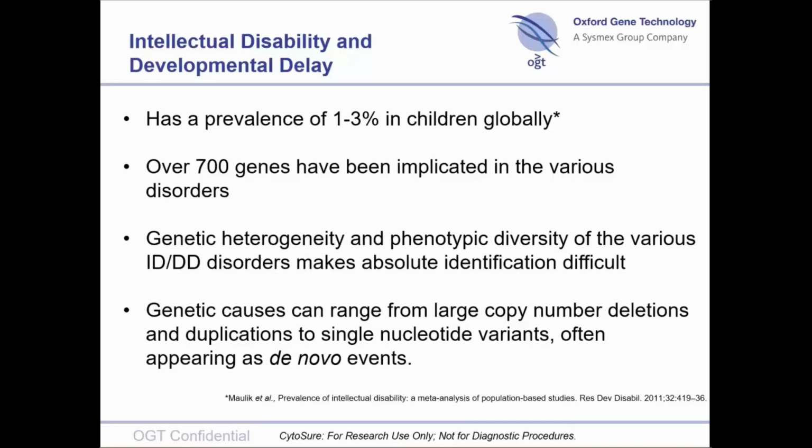These disorders can be caused by large chromosomal deletions and duplications, like trisomy 21, as well as a host of medium and small copy number variants. Single nucleotide variants and indels have also been shown to be causative, and they often appear as de novo events.